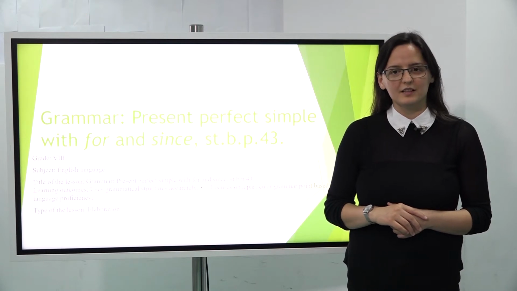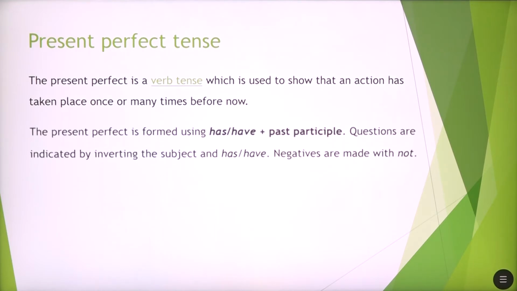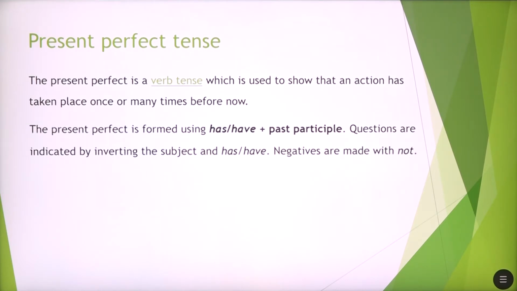Enjoy your learning time. The present perfect is a verb tense which is used to show that an action has taken place once or many times before now. The present perfect is formed using have or has plus past participle. Questions are indicated by inverting the subject and has, have. Negatives are made with not.